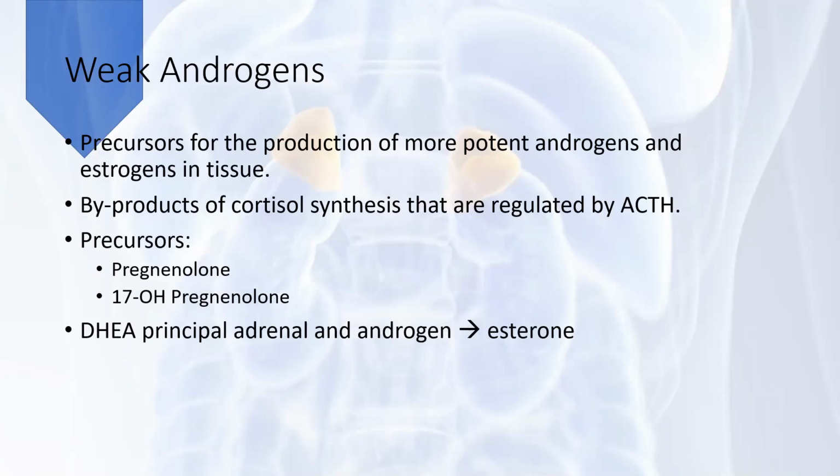Now we have your weak androgens, which is naman the precursor for the production of more potent androgens and estrogen in the tissue. Now, the precursors of weak androgens include your pregnenolone and your 17-hydroxypregnenolone. Remember that the DHEA is the principal adrenal androgen. So pag-usapan natin yan pagdating natin ng sex hormones.